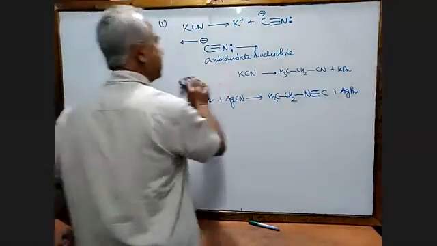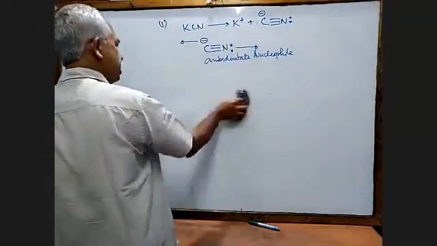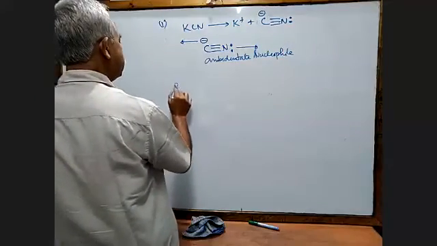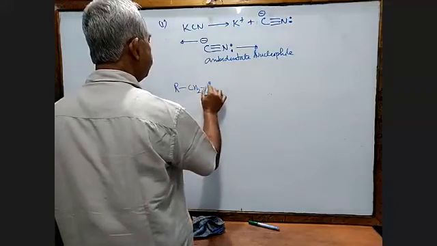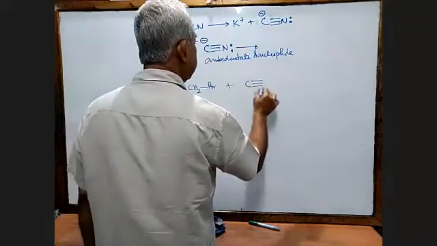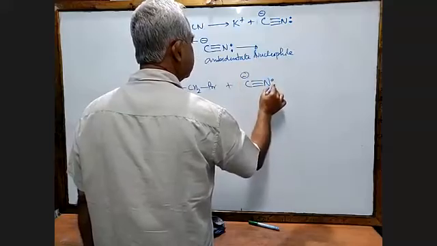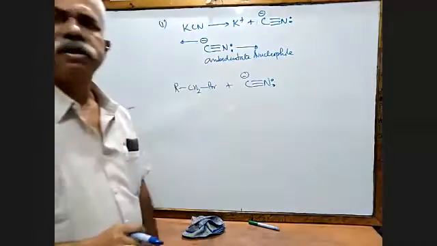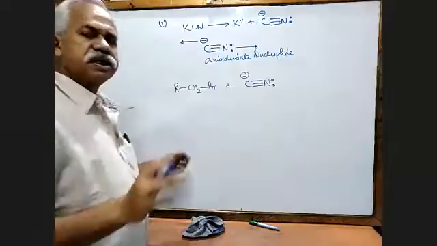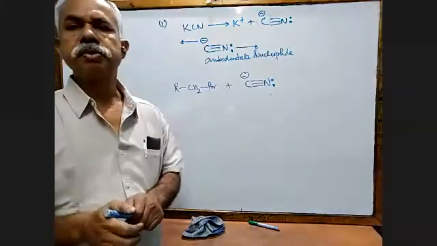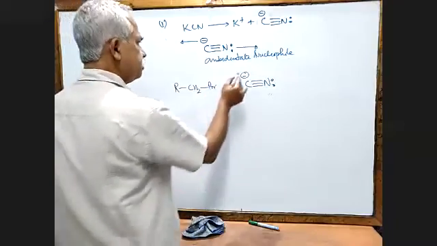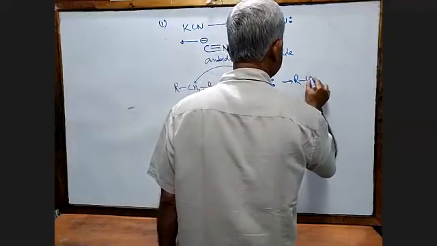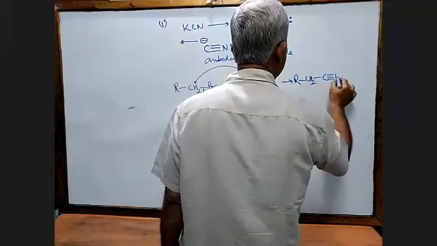So when I use potassium cyanide in water, it undergoes 100% dissociation. In such a case, you will find that the carbon attacks, not the nitrogen. Why? Because carbon-carbon bonds are stronger than carbon-nitrogen bonds. Every reaction always tries to give you the best possible, most stable product. So this one will come, and you will get RCH2CN.